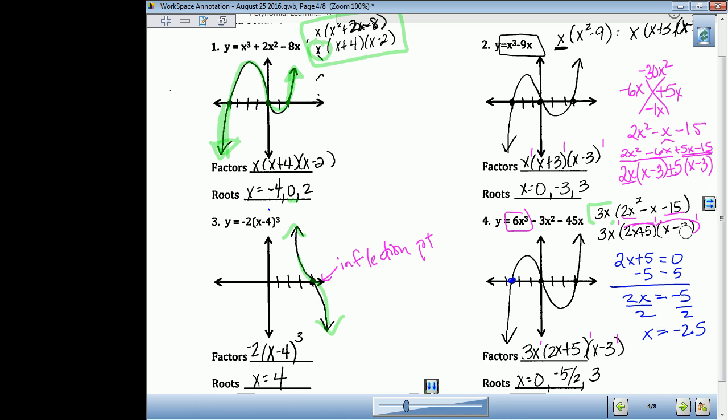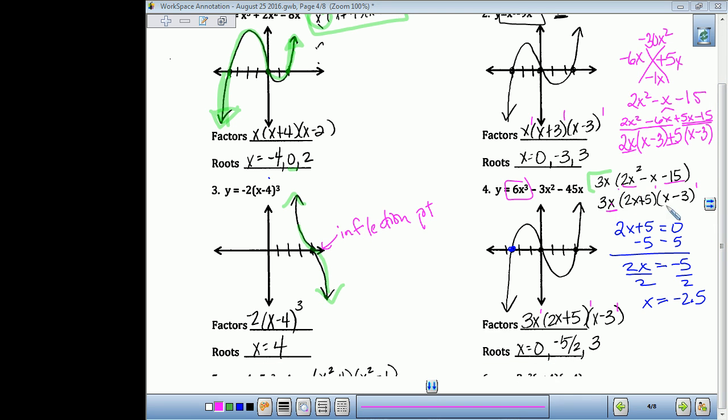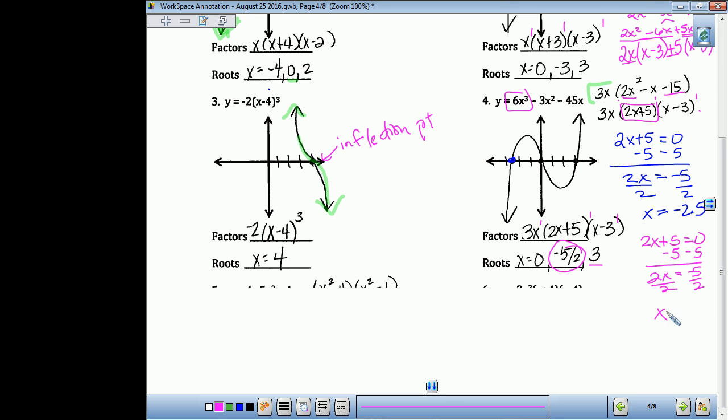Okay, now this one is easy. You can tell the x is 0. This one is easy. You can tell it's 3. How do we get this negative 5 halves? What do we do with this one? Okay, what we do is we set it equal to 0 and solve. So when there's a leading coefficient, you set it equal to 0 and solve. And there's one like that on the homework tonight. That's why I did that on purpose.